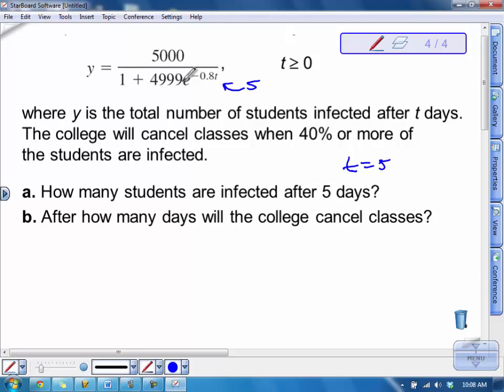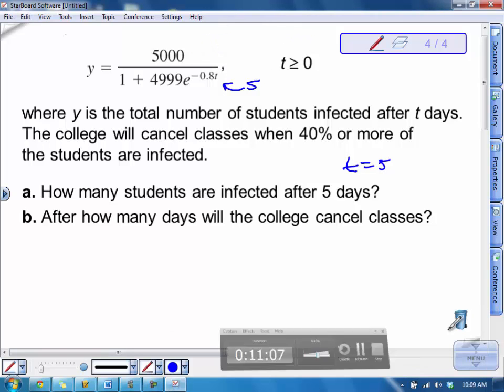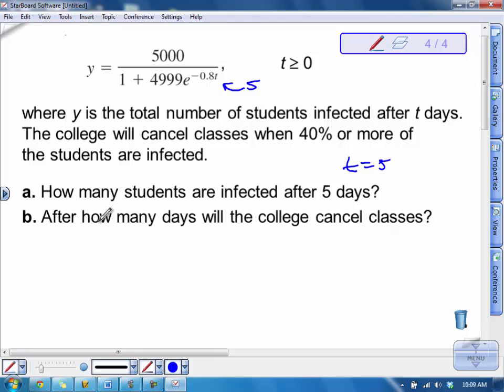And then for the next question, the college classes are canceled when 40% or more of the students are affected. So the total number of students, the limit to growth, is at the top. So the total number of students must be 5,000. So 40% of 5,000 would be 2,000. So basically after we get 2,000 people infected, then school's going to shut down. So we want to answer this question for part B. When do we get 2,000?